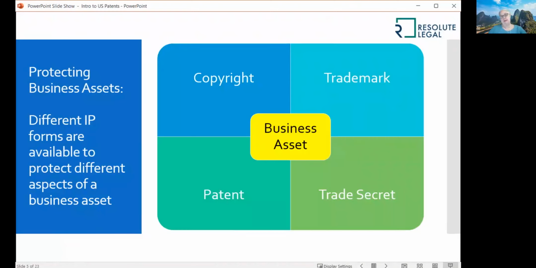What we have in the US is a system where we have different forms of intellectual property that cooperate and serve to protect different aspects of a business asset. And I use the term business asset because it could be the product, it could be the method, it could be the marketing around the product, it could be how the product is made. All of these things have different positions and different aspects and different needs for protection for a business to have. And so they are all available to be used as they can be for any particular asset that a business may have.